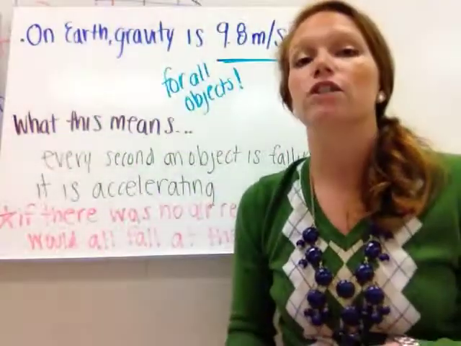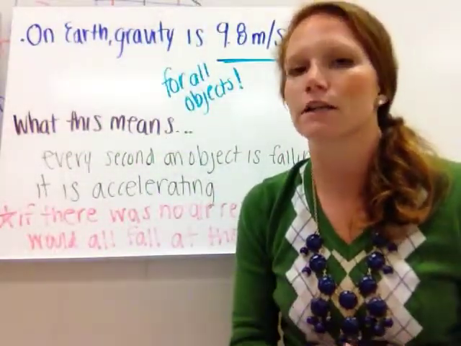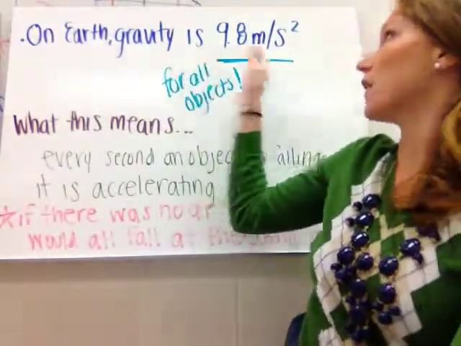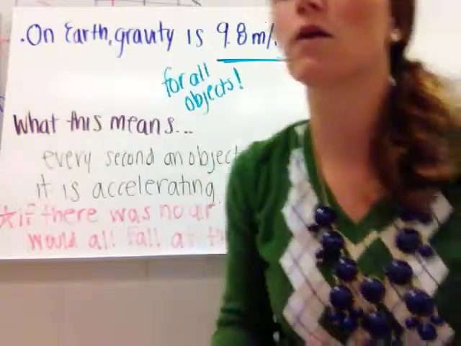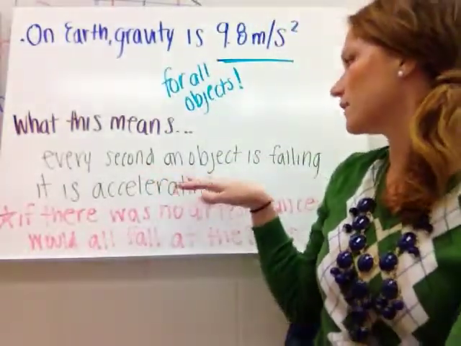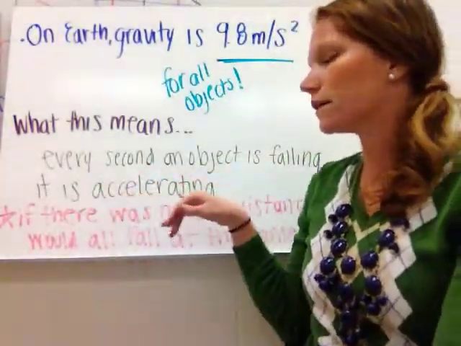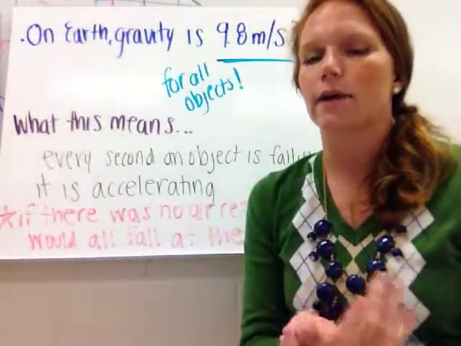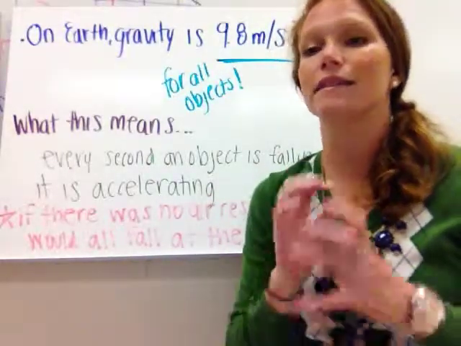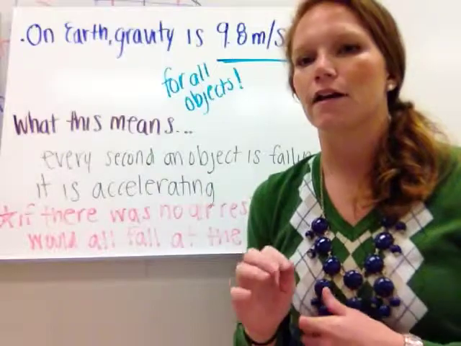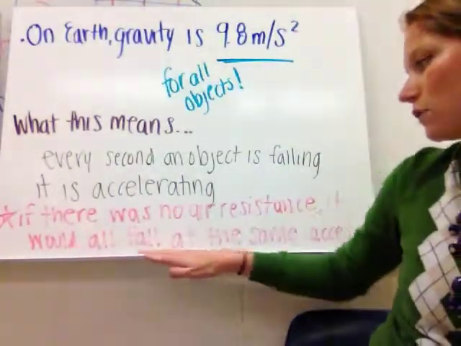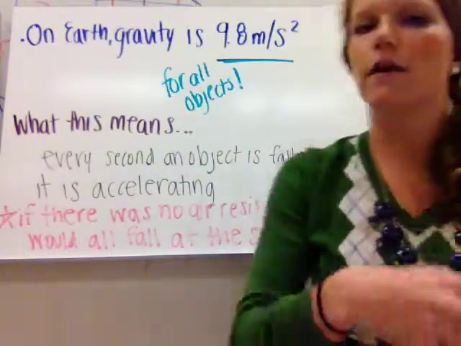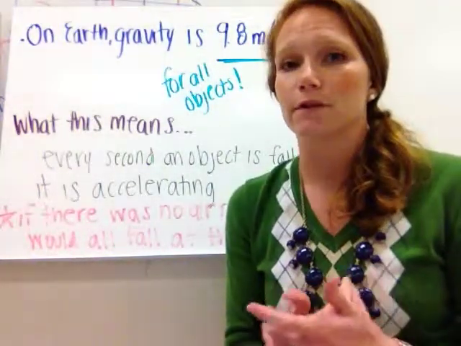The gravity constant changes depending on how big an object is. On Earth, the gravity constant is 9.8 meters per second squared for all objects. What does this mean? That every second an object is falling, it is accelerating, and it's accelerating at a rate of 9.8 meters per second. This does not take into account air resistance. If there was no air resistance, all objects would fall at the same acceleration. They would all fall at 9.8 meters per second squared.